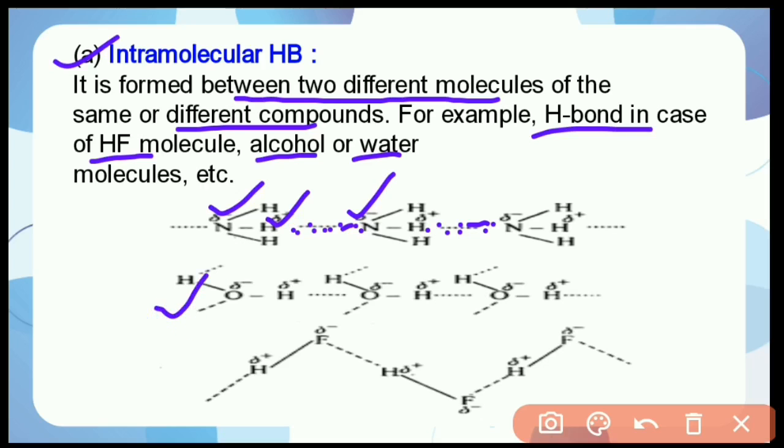Similarly in water molecules, oxygen forms a hydrogen bond with hydrogen. Here oxygen is the more electronegative atom, so hydrogen bonds form between different water molecules. Similarly in HF molecules, a hydrogen bond forms between fluorine and hydrogen of different HF molecules. Here fluorine is the more electronegative atom. So intermolecular hydrogen bonding forms between two different molecules of the same or different compounds.